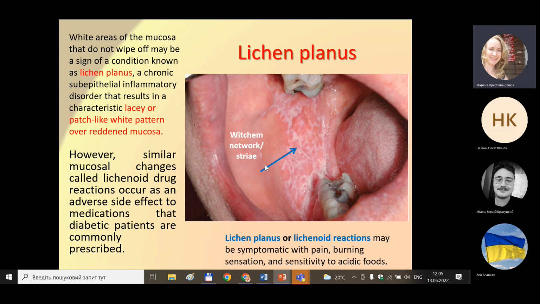However, similar mucosal changes called lichenoid drug reactions occur as an adverse side effect to medications that diabetic patients are commonly prescribed. So lichen planus as an adverse effect to medications. Lichen planus or lichenoid reactions may be symptomatic with pain, burning sensation, and sensitivity to acidic foods.